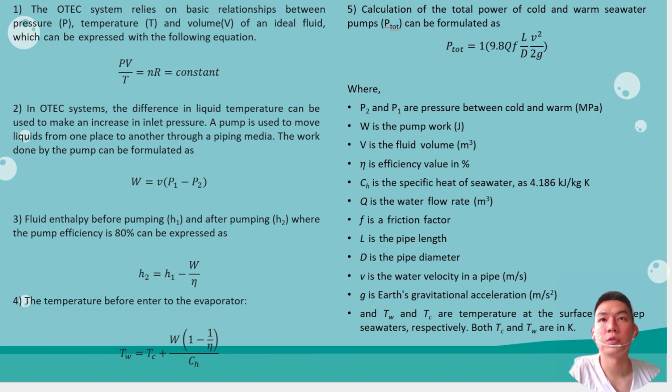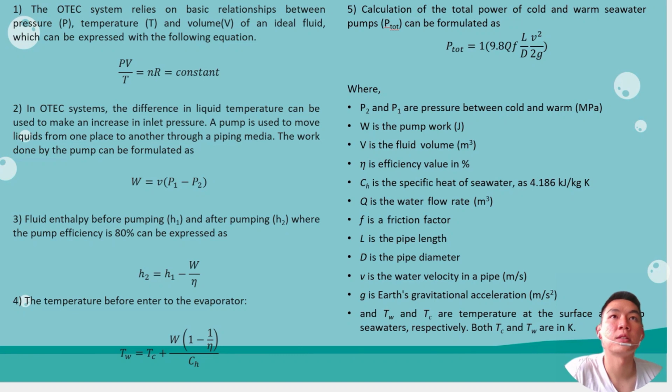And H2 equal to H1 minus W over net efficiency, and formula number 4 is the temperature before entering the evaporator, which is TW equal to TC plus W times (1 minus 1 over net efficiency) over CH, where CH is the specific heat of seawater.